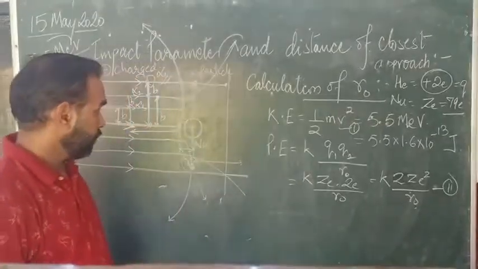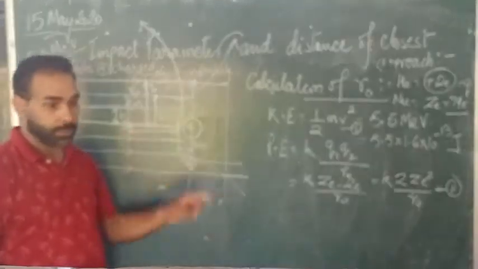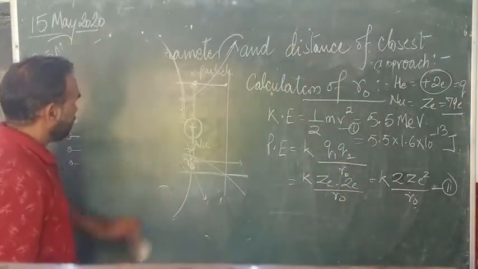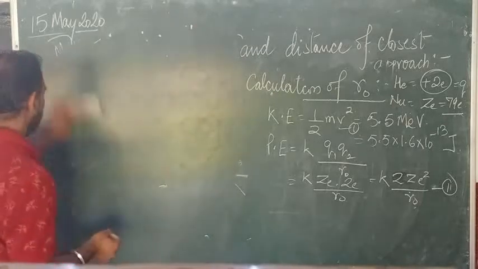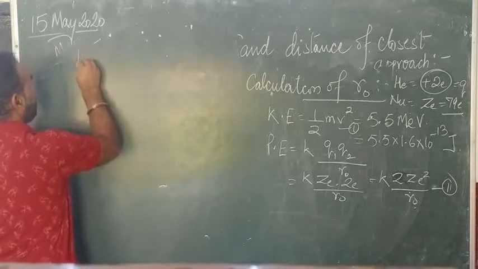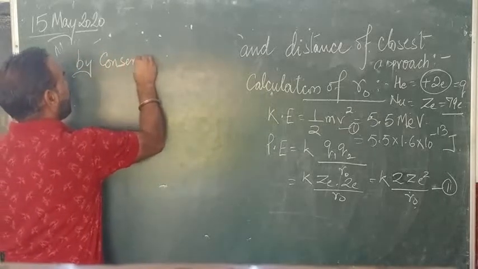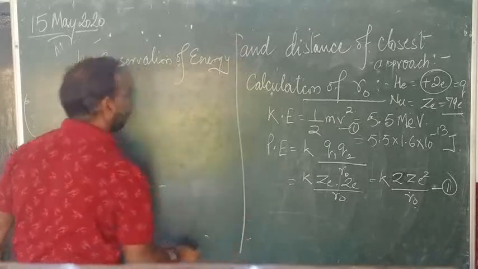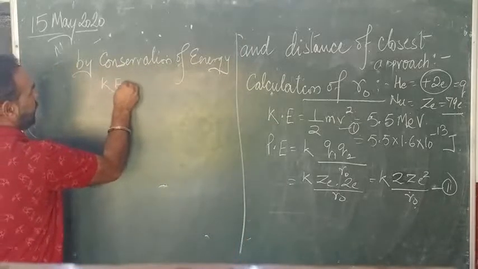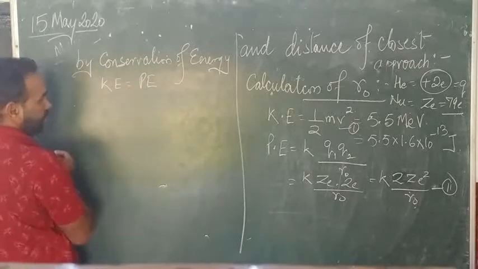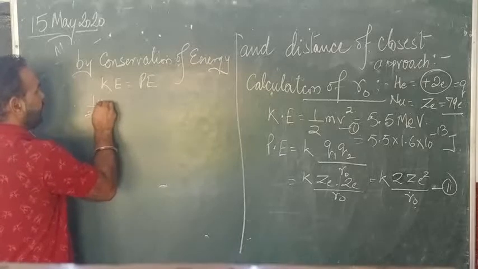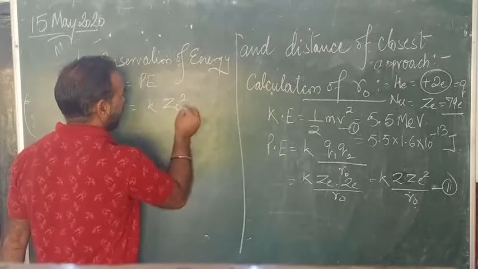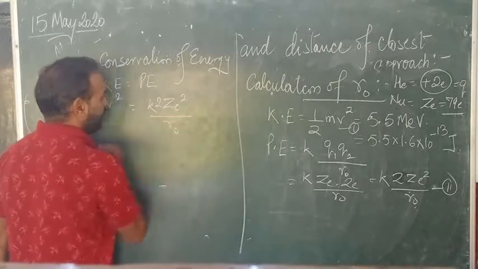Now, you know, conservation of energy: the potential energy is converting into kinetic energy. So, by the law of conservation of energy, what will I get? KE will be equal to PE. So KE, which is half mv square, is equal to k z e times 2 z e square upon r naught.